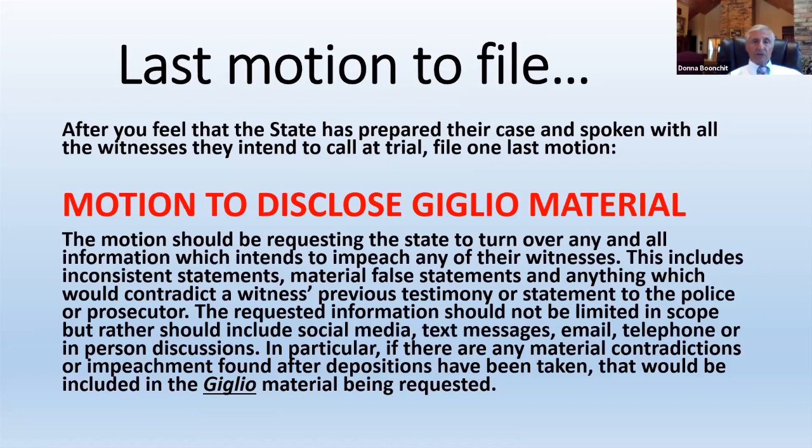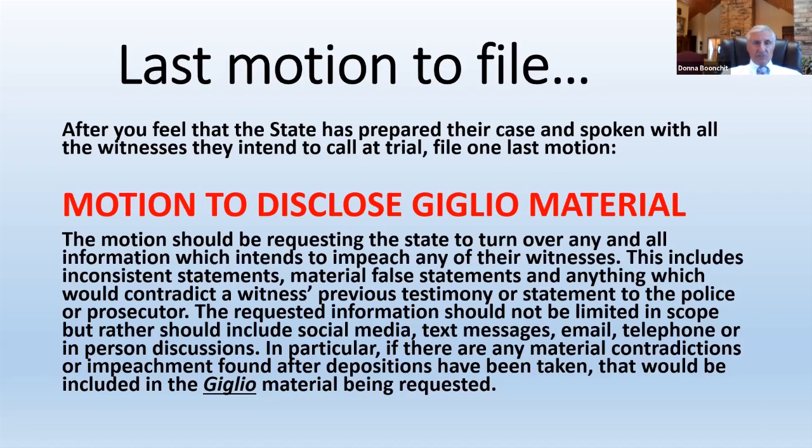The motion should be requesting the state to turn over any and all information which intends to impeach any of their witnesses. This includes inconsistent statements, material false statements, and anything which would contradict a witness's previous testimony or statement to the police or prosecutor. The requested information should not be limited in scope, but rather should include social media, text messages, email, telephone, or in-person discussions. In particular, if there are any material contradictions or impeachment found after depositions have been taken, that would be included in the Giglio material being requested.